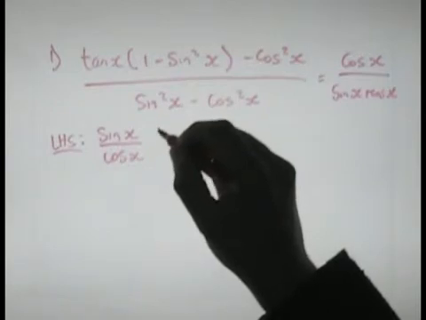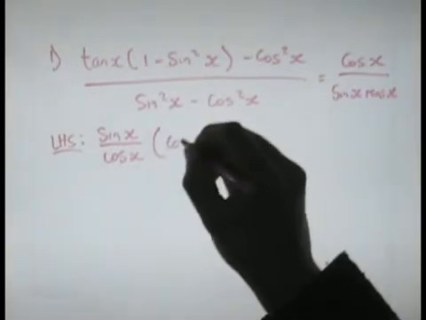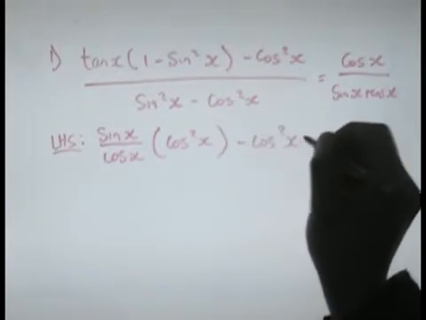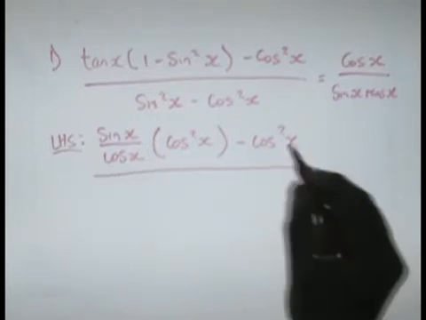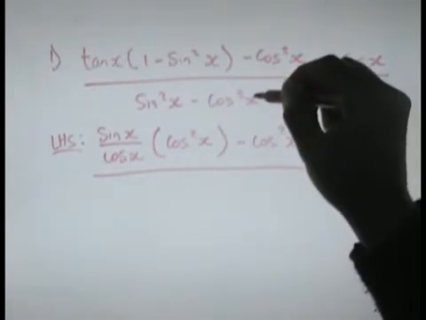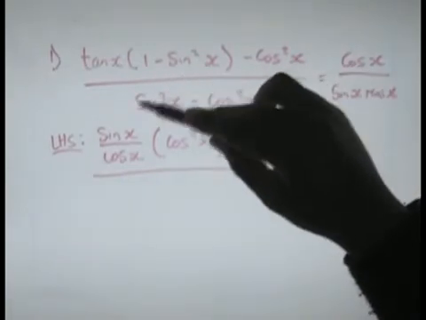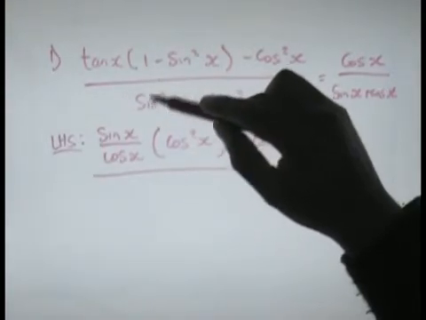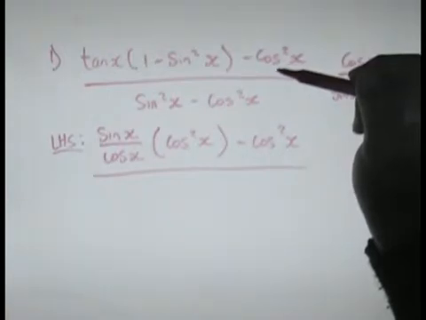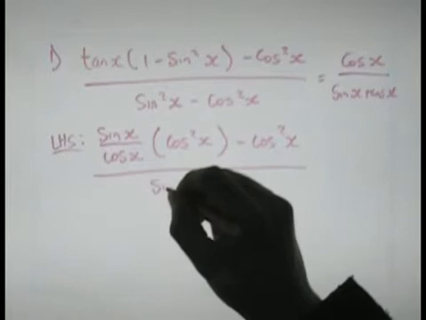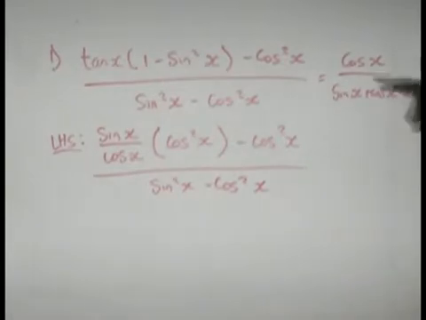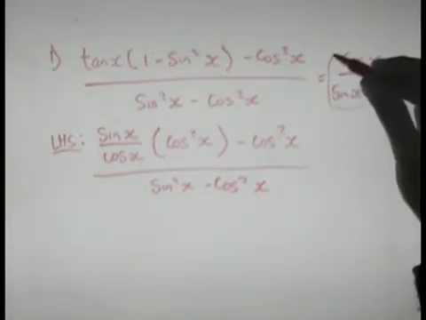1 minus sine squared x is equal to cos squared x, minus cos squared x, divided by sine squared x minus cos squared x. This here, in fact, I think this one here I'm going to leave as is for now. Yeah, let's leave this as is for now, as sine squared x minus cos squared x. We'll come to that a little bit later on, remembering what our right hand side looks like.